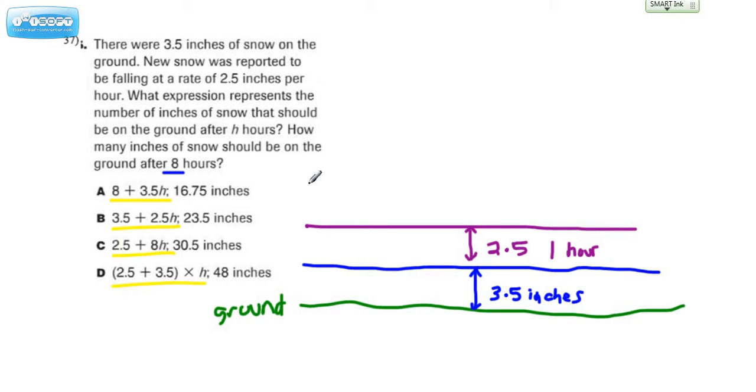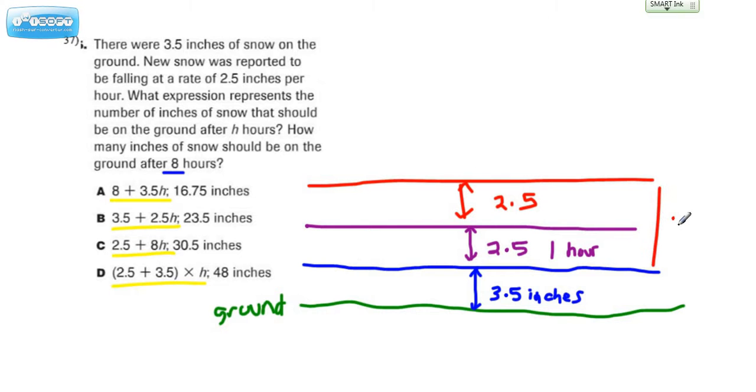Let's do another hypothetical. Let's say it snowed for another hour. Then we would have another 2 5/10 inches of snow on the ground. So this represents 2 hours total of snow. Let's say it were to go on for 3 hours. We would add another 2 5/10 inches. So the problem that we have here is they don't tell us how many hours of snow.